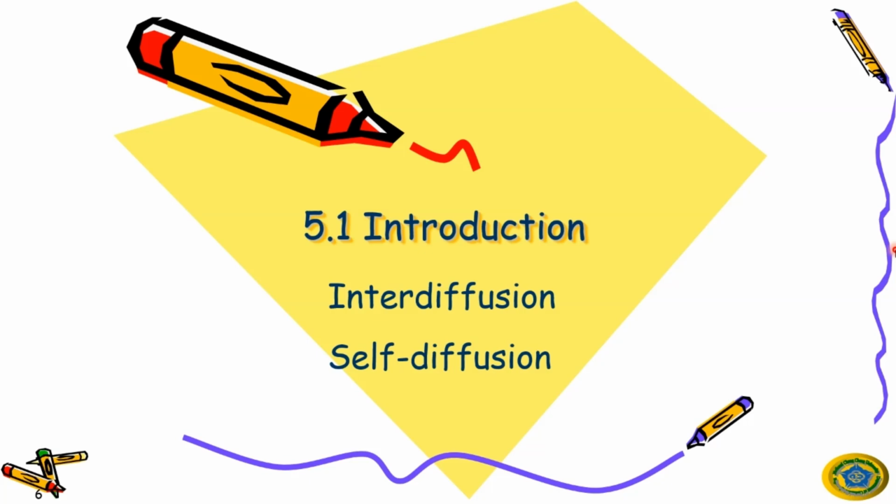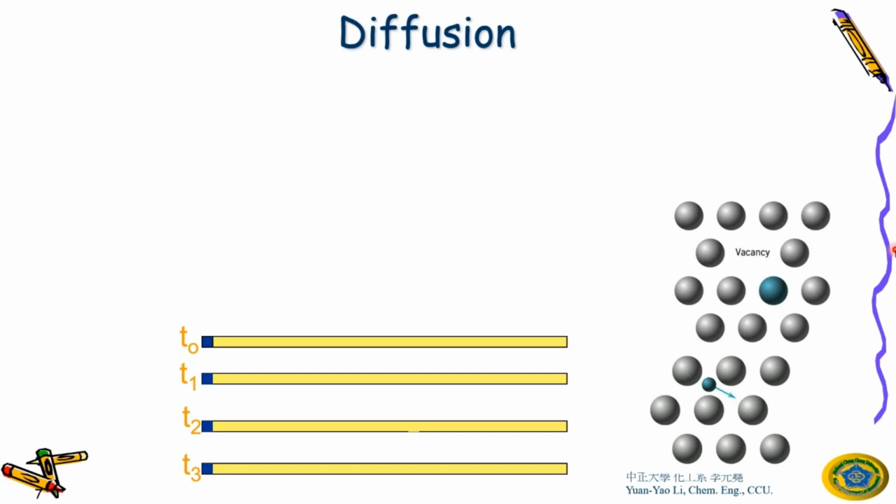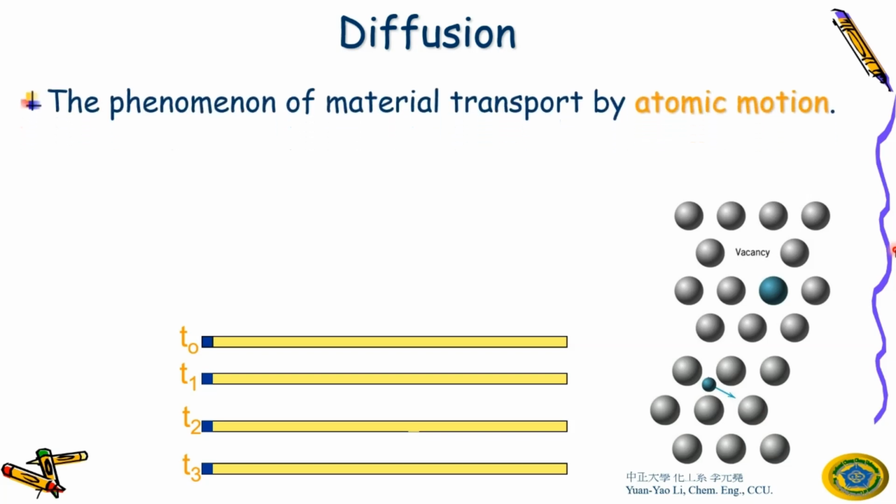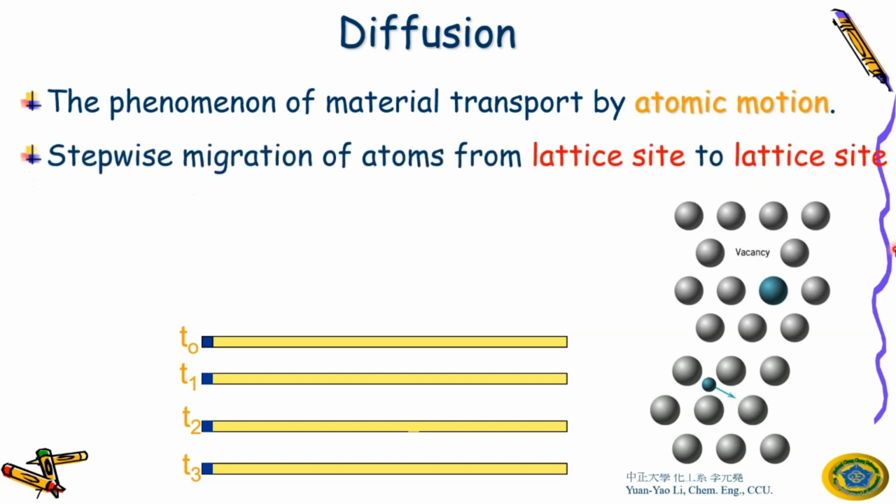So first of all, I will go through this very quickly. Section 5.1 introduction. I want to introduce you to 2 terms. The first one is interdiffusion. The second one is self-diffusion. So diffusion is a kind of phenomenon where the atoms move. It depends on the temperature and time. So it is the phenomenon of material transport by atomic motion. So atoms move, right? Stepwise migration of the atoms from lattice site to lattice site.